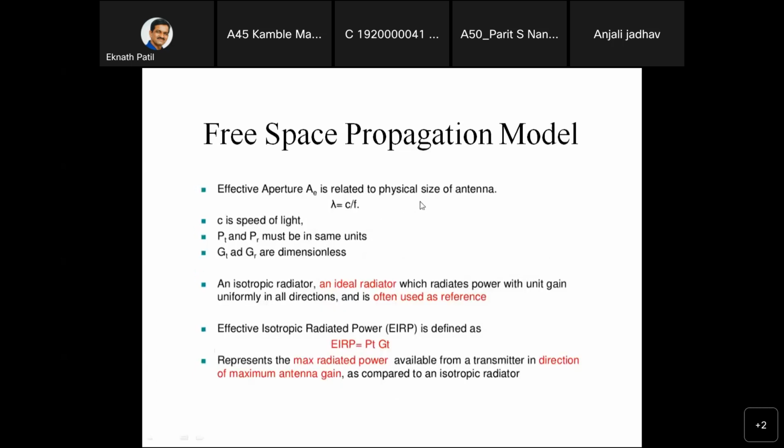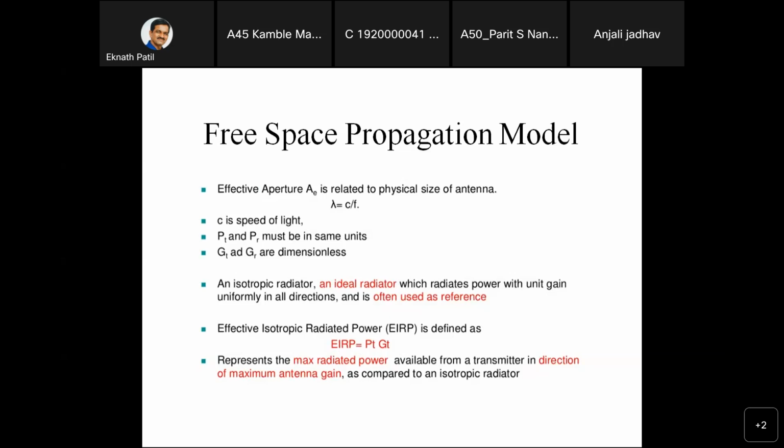Effective aperture AE is related to the physical size of the antenna. As you know, it depends on what type of antenna it is and what the physical aperture of the antenna is, and from that we can calculate the effective aperture of the antenna. Lambda is equal to c by f, as we know, where c is the speed of light. Pt and Pr must be in the same units, that is watt or kilowatt. Gt and Gr are dimensionless because these are the gains of the antennas.